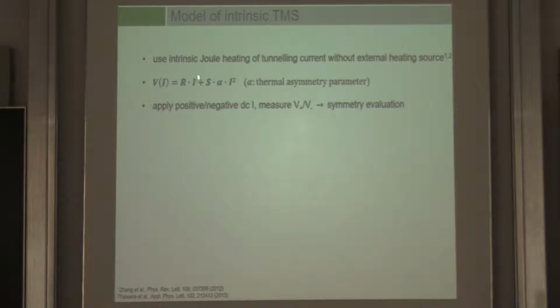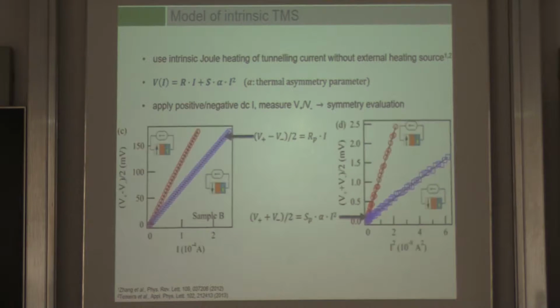And the basic formula that they use, or that they developed more or less, is this over here, where you can see that we have an asymmetric and a symmetric part, and the asymmetric part is directly correlated to the resistance, while the symmetric part is directly correlated to the Seebeck coefficient. And they do a really simple measurement. Then they apply a positive and a negative DC current and measure the resulting voltage, the plus and the minus side. And then they do a symmetry evaluation, and those are their results that they basically have.